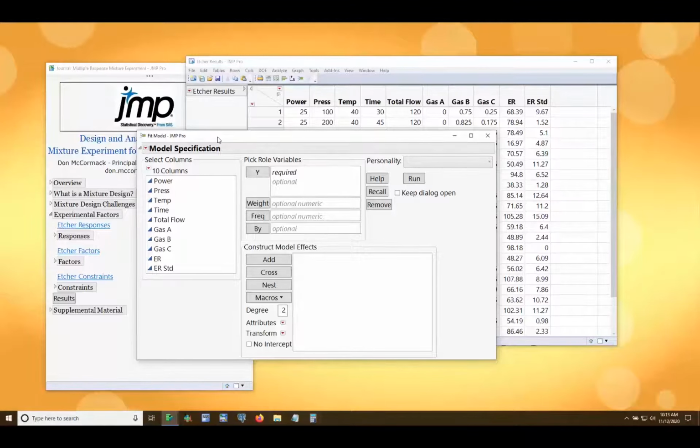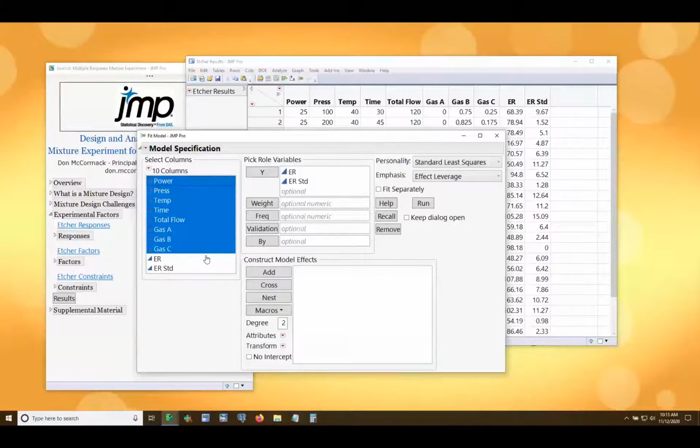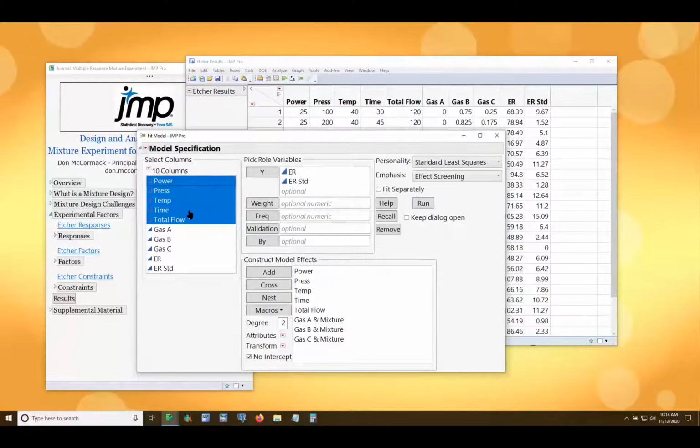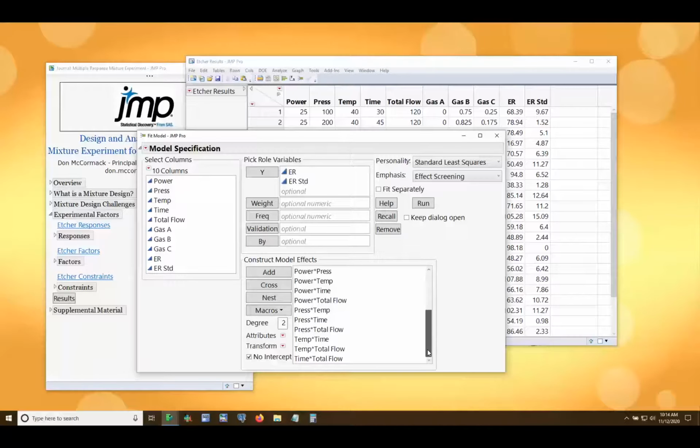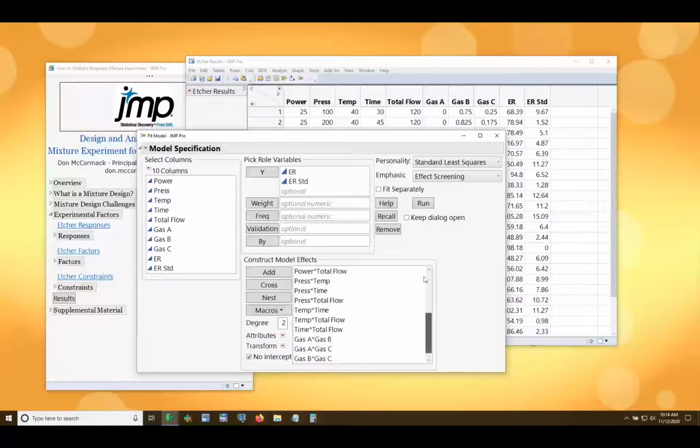Now this is going to look very similar to how I set up the design. So start with the easy part. I'm going to put in my two responses: there's my etch rate, my etch rate standard deviation. I am going to put in all of my main effects to begin with. I am going to grab my non-mixture components and say factorial to degree, just like I did when I designed it. And then I'm going to do the same thing for my mixture components, factorial to degree. That's almost identical to the way I set up my experimental design, so I'm going to analyze it the same way.